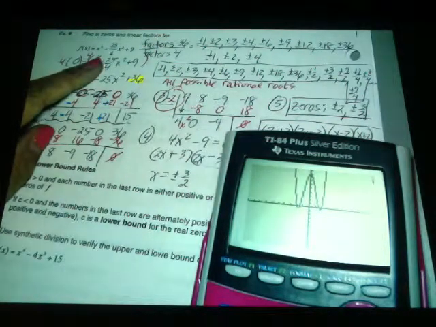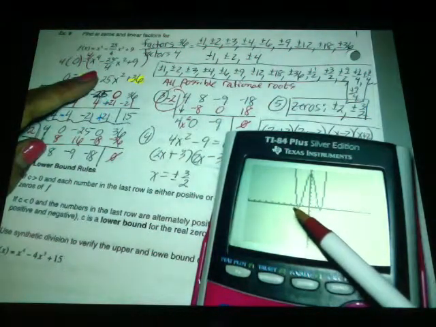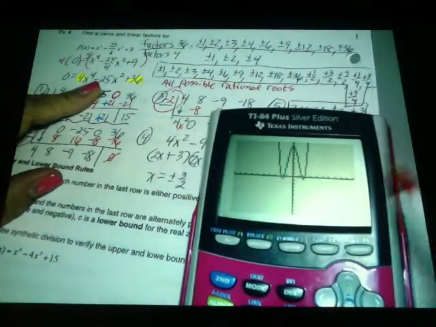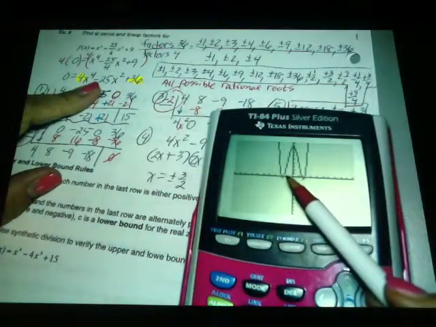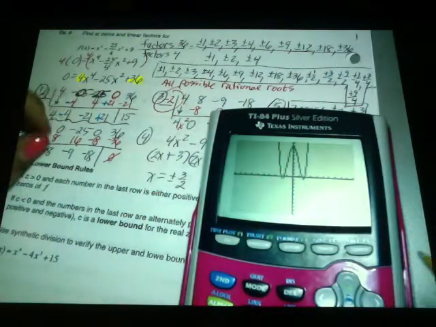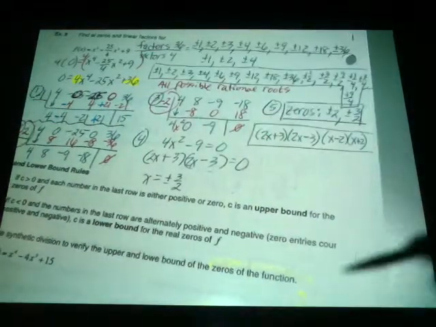It's a little w. So here it's crossing at negative 2. And then what's our other one? 1.5. So here's negative 2, here's negative 1.5, here's positive 1.5, and here's positive 2. Didn't it cross there? Okay? All right, we're going to do one more.